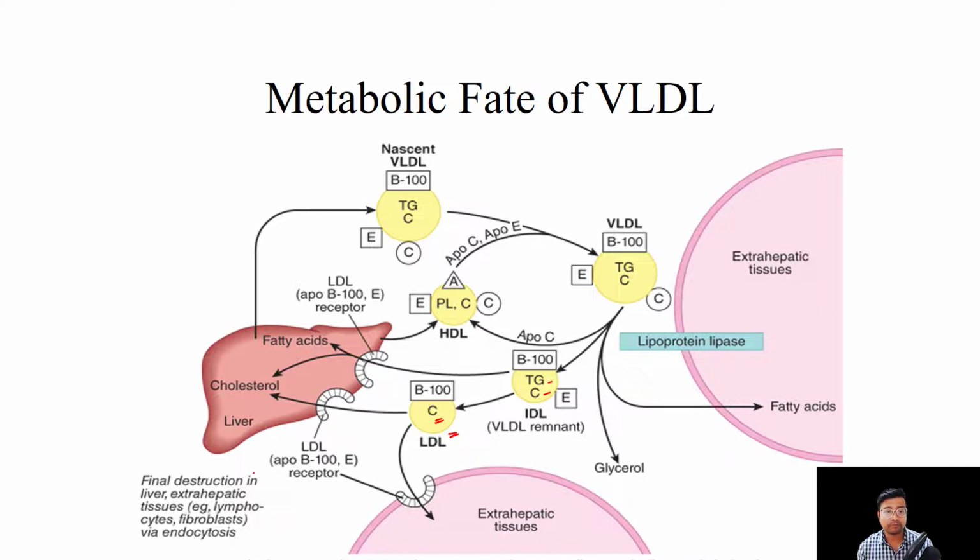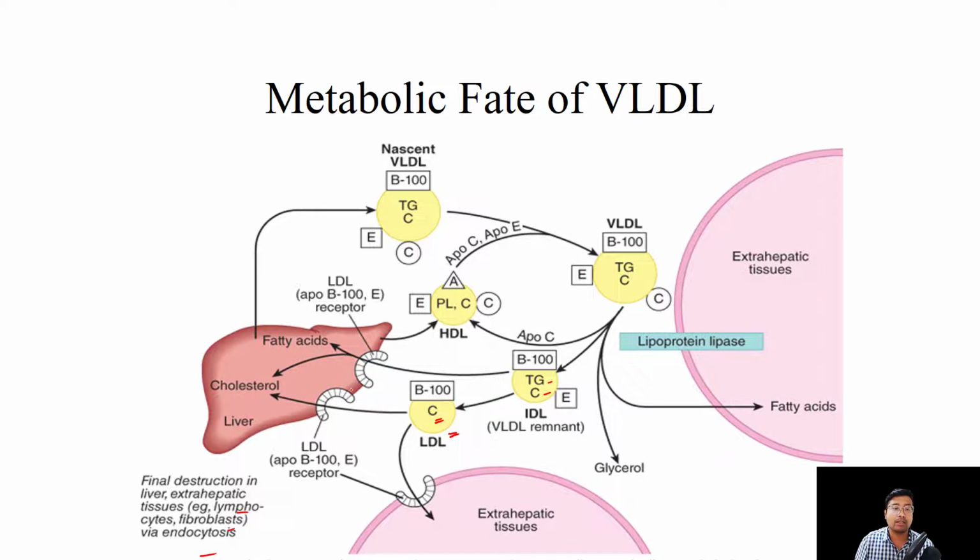And in the liver, what happens? The final destruction in liver and extrahepatic tissue, these are the various target organs, that is lymphocyte, fibroblast and endothelial cells. They help in final destruction of the cholesterol. How? They are oxidized to form foam cells. That is a whole other dimension, we are not going into that, but just remember, LDL can be deposited in the peripheral tissue, or it can directly go inside the liver, either LDL or IDL.